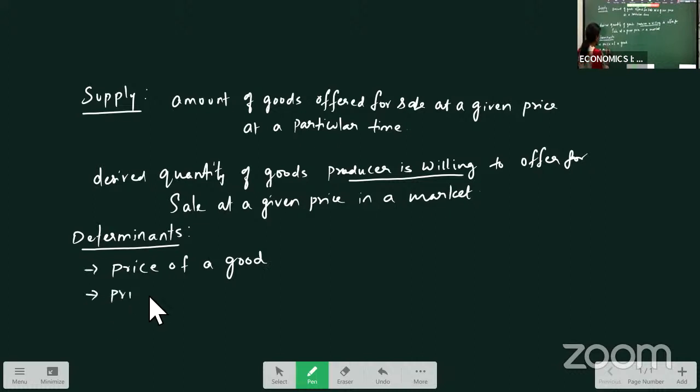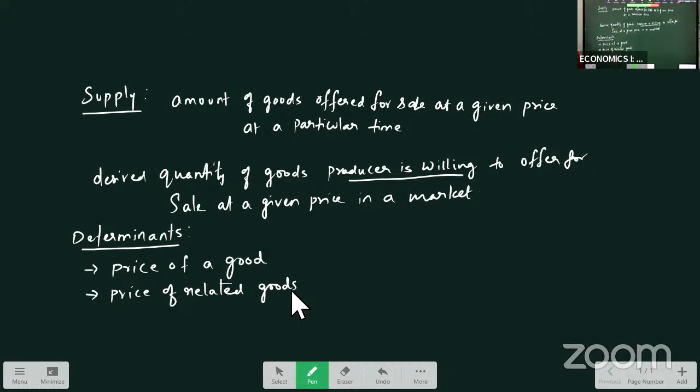Next determinant is price of related goods. Generally when we talk about related goods, we have substitute goods and complementary goods. Substitute goods can be replaced, complementary goods can be used jointly together. So when the prices of substitute goods and complementary goods change, supply of these commodities also changes.